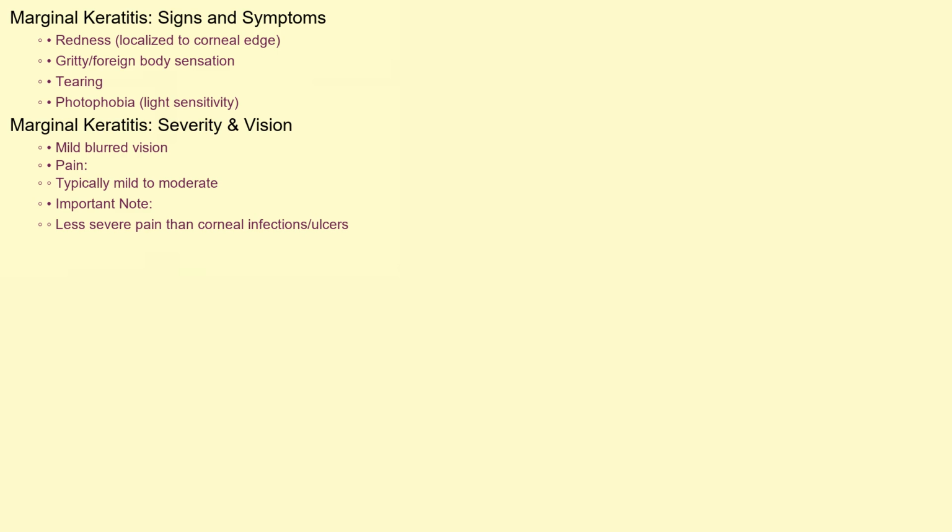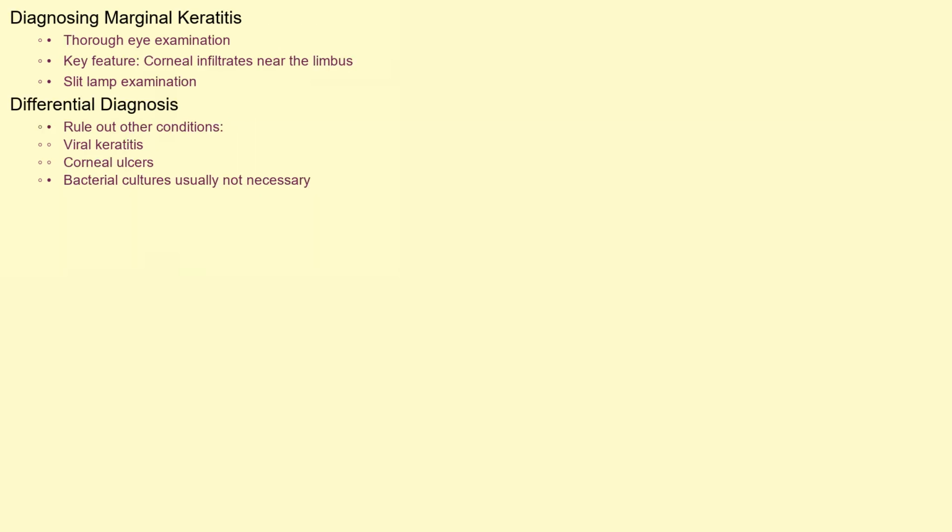The signs and symptoms of marginal keratitis can vary in severity. Common symptoms include redness, usually localized to the edge of the cornea, along with a gritty or foreign body sensation in the eye. Patients may experience tearing, photophobia, which is sensitivity to light, and mild blurred vision. It's crucial to note that pain is typically mild to moderate, distinguishing it from more severe corneal infections or ulcers.